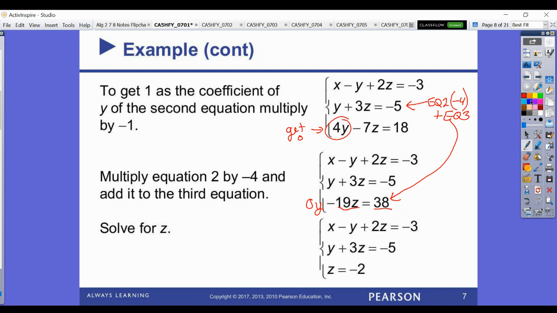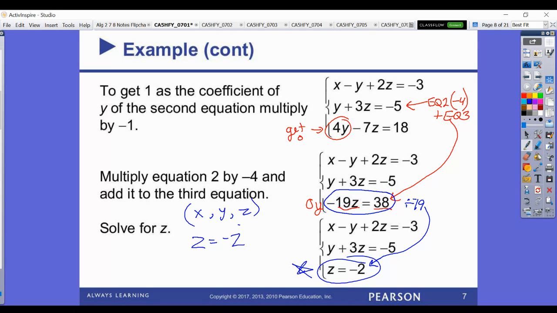All right, we're almost done. I promise. Super close. Okay, almost last step is all I have left is this, and there's only one variable. So if there's only one variable left, all I need to do is solve for z. So divide that by -19, and you get z equals -2. Now we have part of our solution. We know z equals -2. So if I'm trying to find x, y, z, I have 1/3 of my answer.